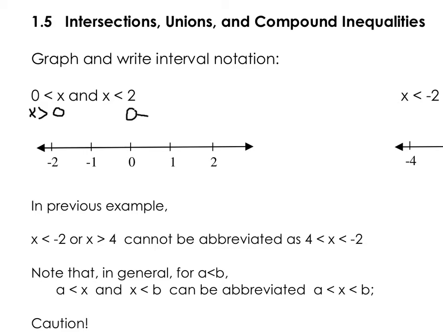Do not include the 0. Go to the right. X is less than 2. Do not include the 2. Go to the left. So we use our hollow circles to show that we are not including the endpoints.